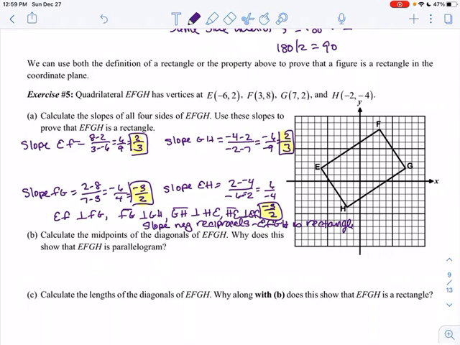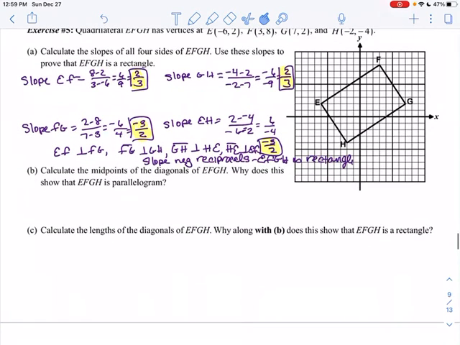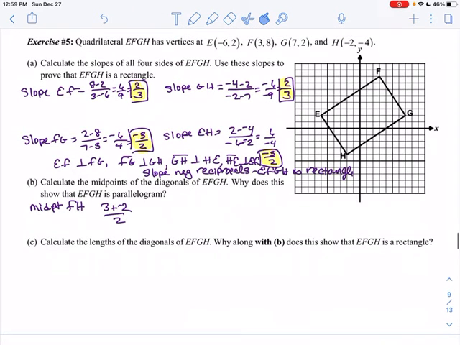They want me to calculate the midpoints of the diagonals. Remember, in a parallelogram, the diagonals bisect each other, and a rectangle is a parallelogram, so those diagonals should bisect each other. But let's figure it out. Let's confirm the midpoint of FH. So I'm going to add the x's, divide by 2, and add the y's and divide by 2. Let me just make sure I have FH. So it's going to be 8 plus -4 divided by 2. All right, so that's going to give me 1/2, comma 2.